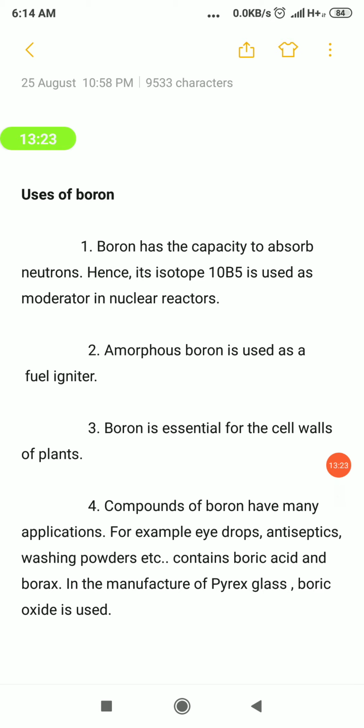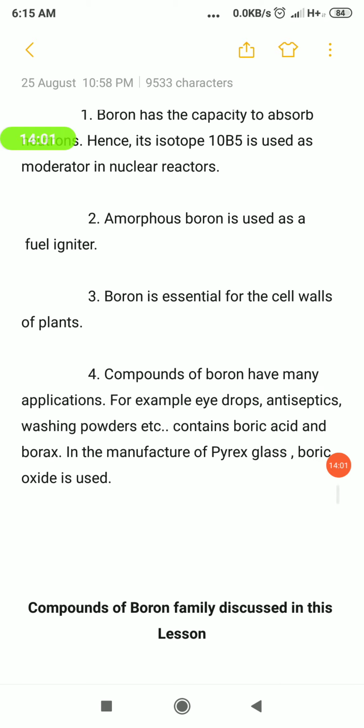Then finally we are going to see the uses of boron, how boron is useful in our common life. First, boron has the capacity to absorb neutrons. You may know about the working of nuclear reactors. When a particular atom is bombarded with high speed neutrons, it will be split, and from that energy, electricity will be produced. Boron has a higher capacity to absorb neutrons, so it is used as a moderator in the nuclear power reactor.